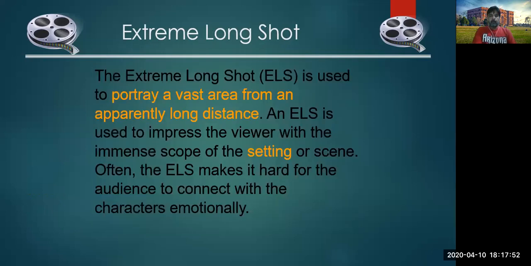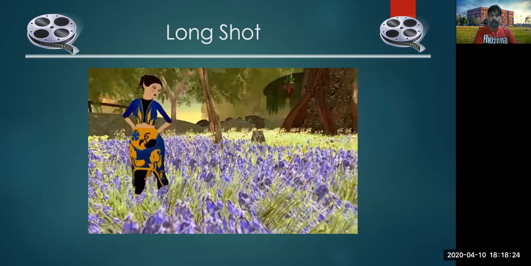So extreme long shot or ELS is used to portray a vast area and apparently long distance. And ELS is also used to impress the viewer with the immense scope of the setting or the scene. If you are shooting a college, you have to show the college through ELS or extreme long shot or establishing shot. We call it establishing shot. Basically, you will establish some situation or some area. So basically, it helps the audience to connect with the characters or the place emotionally.